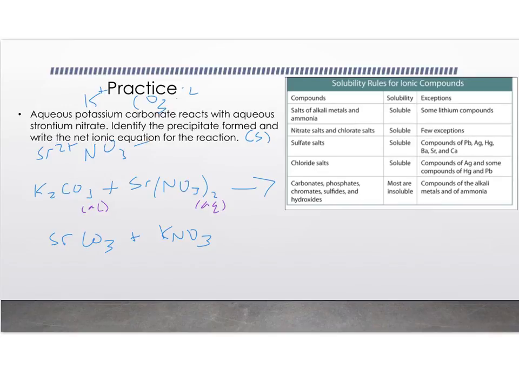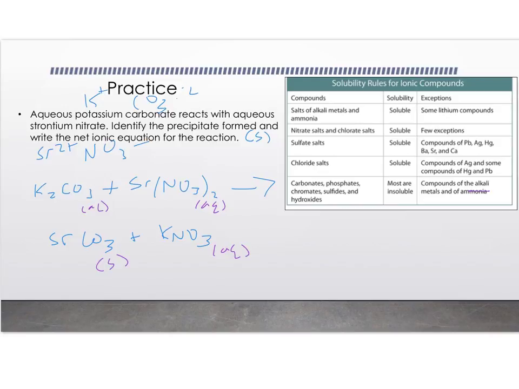Using our solubility rules, the nitrates are normally going to be soluble. If it's with an alkali metal, there are no exceptions to that. Carbonates are usually insoluble unless they're forming a bond with the alkali metal. Strontium's an alkaline earth, so it's going to stay insoluble and form a solid. So this is our complete reaction.